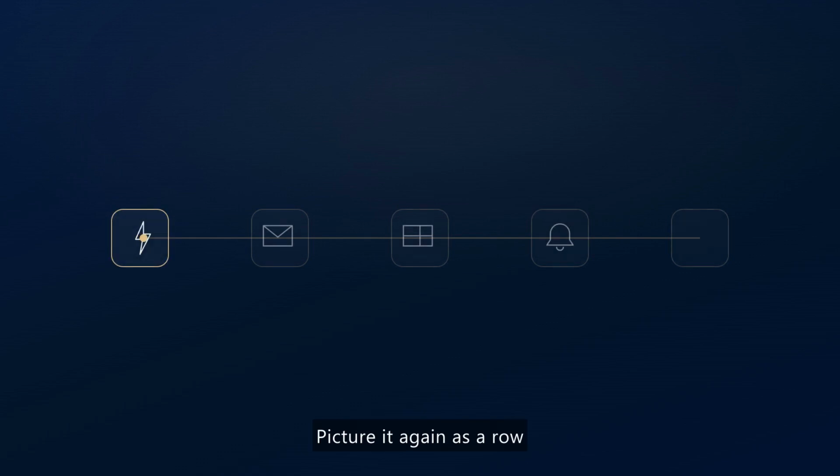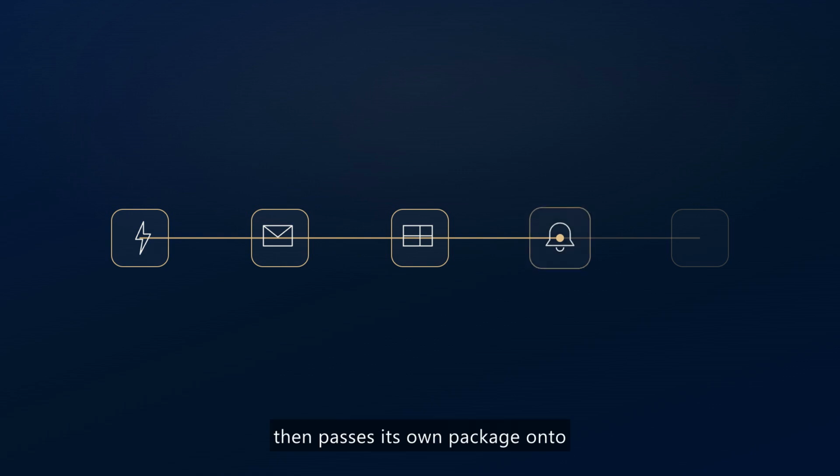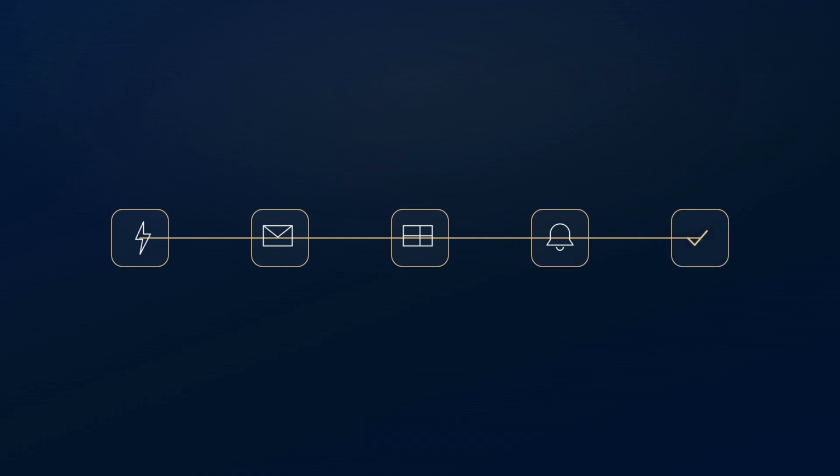Picture it again as a row of boxes. When the trigger fires, it does not just shout, "Go." It hands the next node a little package of information, maybe a new customer's name and email. That node takes the package, does its job, then passes its own package on to the next one. Data flowing left to right, box to box.